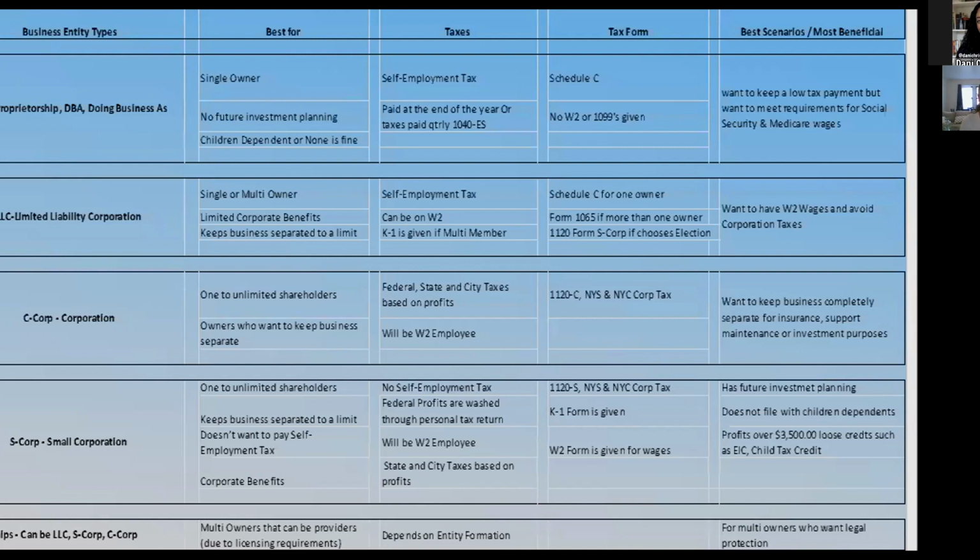S Corp gives you the flexibility of not having to pay corporate taxes on your federal tax return, only on your state. And there are some states that do not have state taxes. So depending where you're located, it might benefit you.